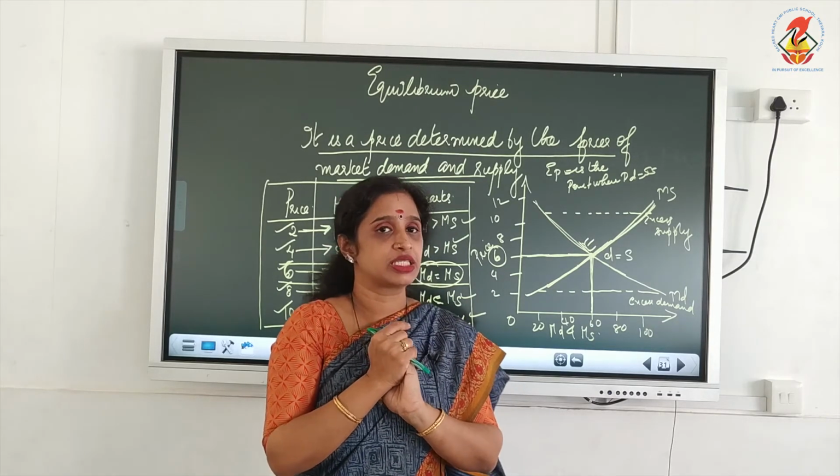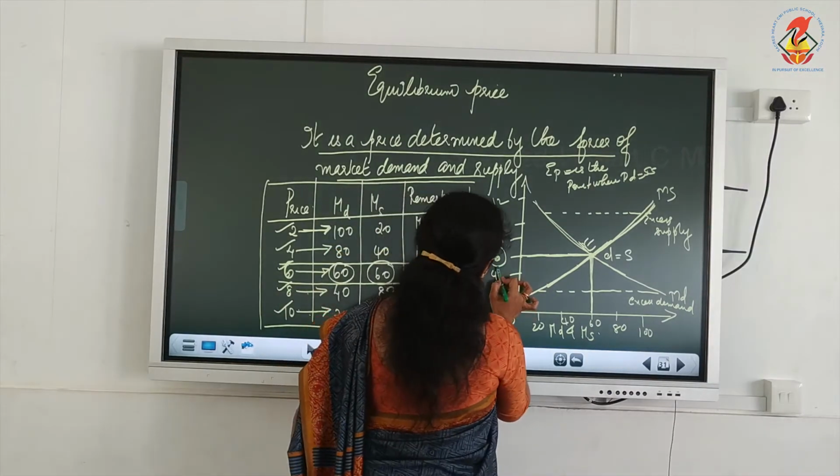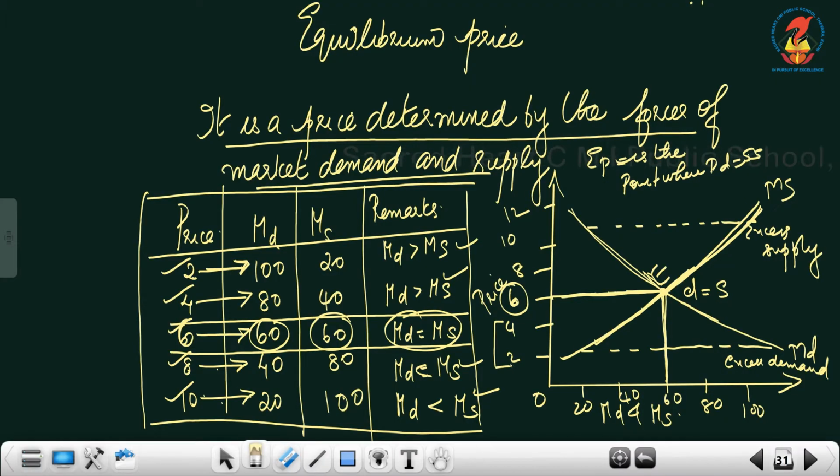Let us see the first example where the price is lesser than 6, as 4 and 2. Let us see the situation. From 6, let us deviate where price is 4 and 2. If the price is lesser than 6, what will happen? At price 6, both demand and supply are equal. When the price is lesser than 6, that means 4 and 2, we will draw a dotted line. Here no intersection point is there. Therefore, like this we are drawing a dotted line here too.